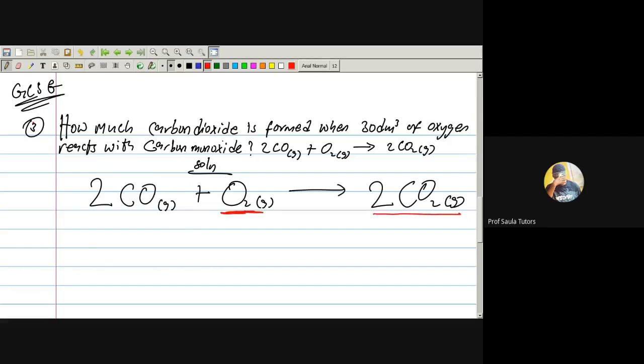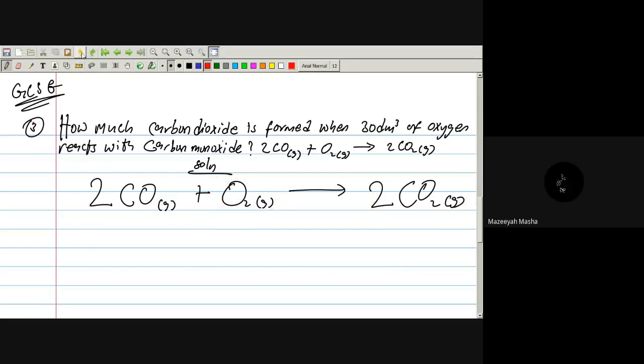That is it. It's very simple. So in stoichiometry, just know what you are looking for and what you are asked to find. They say how much of this, that you are asked to find, when 30 of this reacts with this. So it's like you are given oxygen and you are asked to find carbon dioxide. Do you get my point?